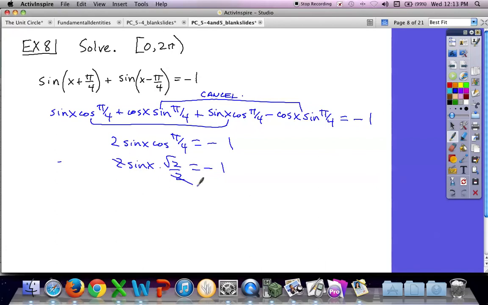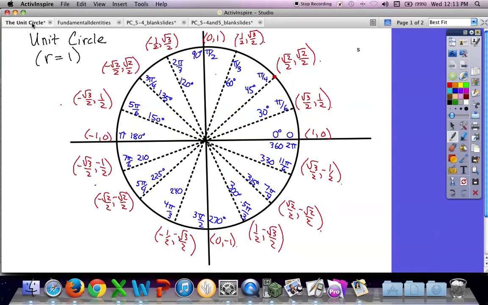So we get that the sine of x equals -1 over the square root of 2, which is -root 2 over 2. So what are the values of x if the sine equals -root 2 over 2? Pi over 4? 7 pi over 4. Right? At those two angles, sine equals -root 2 over 2.